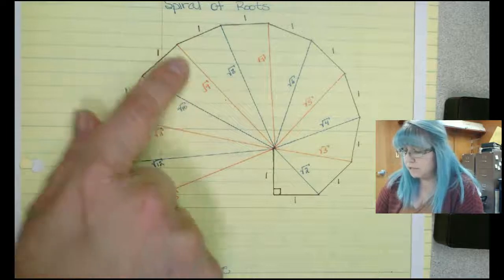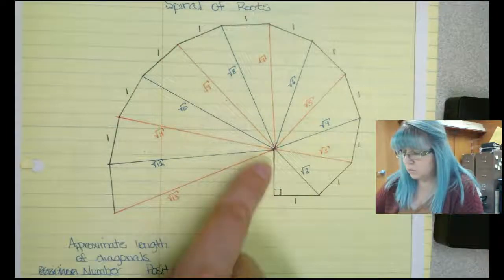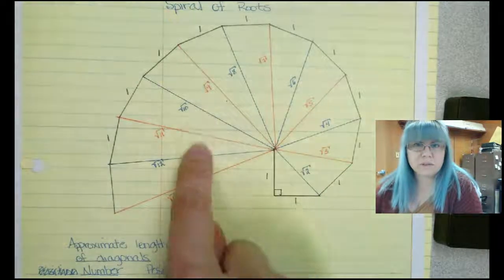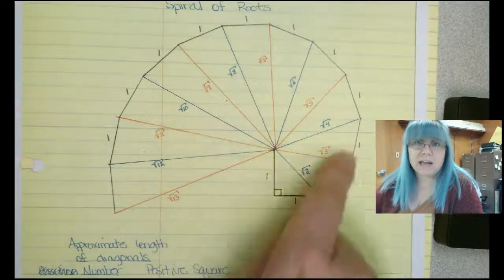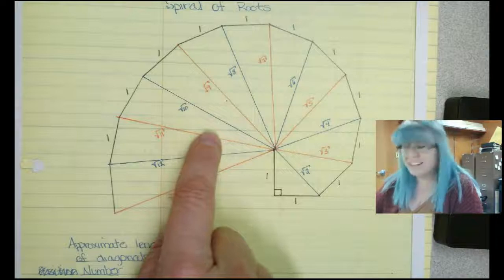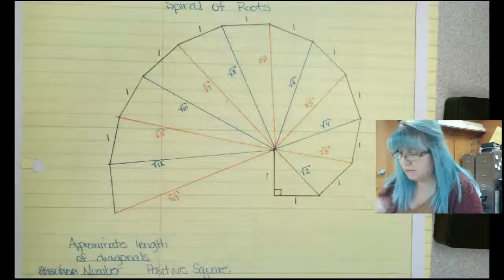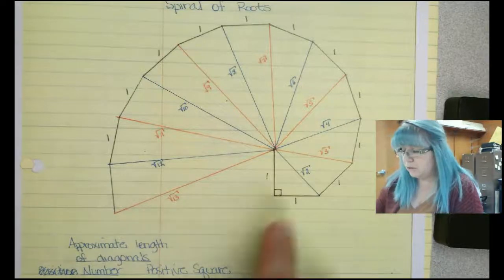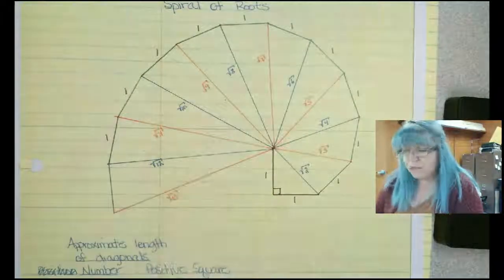If you measure, this is 3 inches, 2 inches, 1 inch. And it keeps growing. It makes this beautiful shape, this spiral that comes down. It's almost like a nautilus. It's so beautiful. I find there are certain things in math that are just absolutely beautiful, and the spiral of roots is one of them.